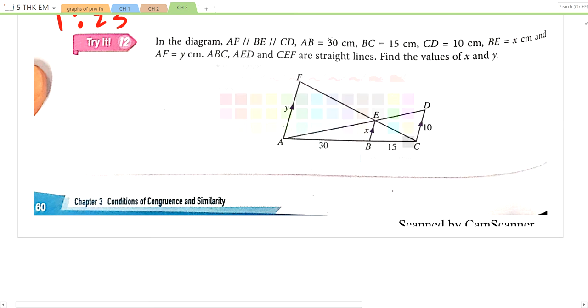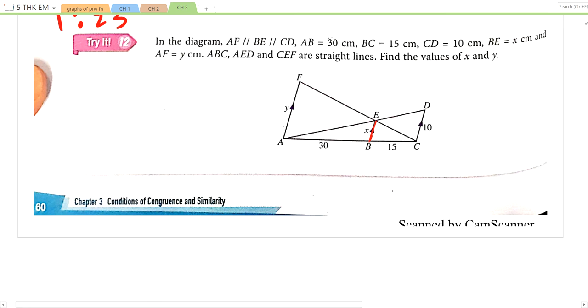Okay, so here we have 3 parallel lines. We've got AB is 30, BC is 15, CD is 10, one segment is x, the other one is y, straight lines. Find the values of x and y. Okay, I want to find the value of x first.